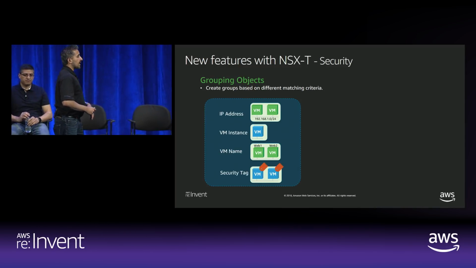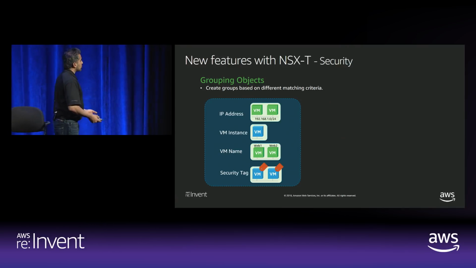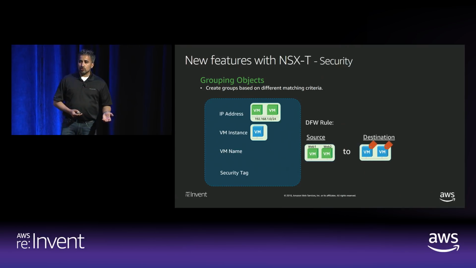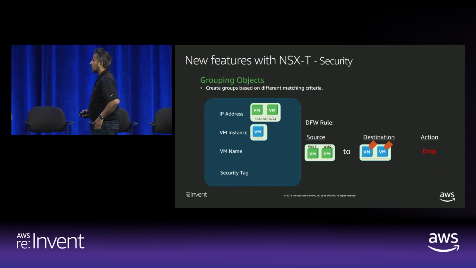You can use security tags. All VMs that have this specific security tag, automatically add them to the security group, right? And then you can use these grouping objects in security policies. You can use them both in DFW and also on the edge firewall.